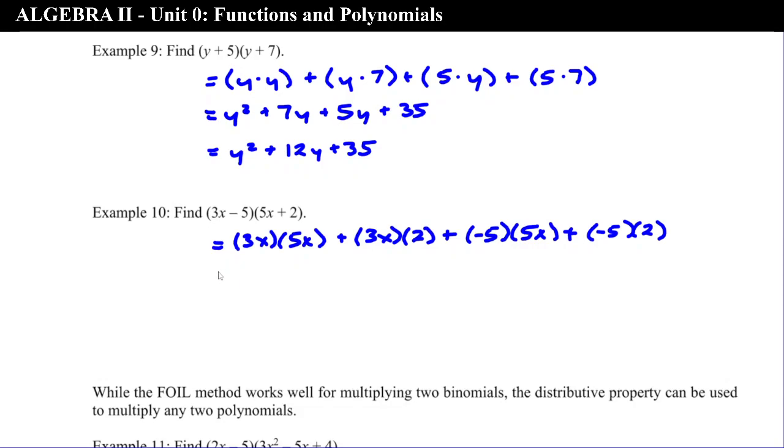Now let's just multiply things. We've got 15x squared plus 6x minus 25x minus 10. And then the last thing to do is just combine our x terms that are in the middle of this. And that gives us negative 19x. And we have our final answer.